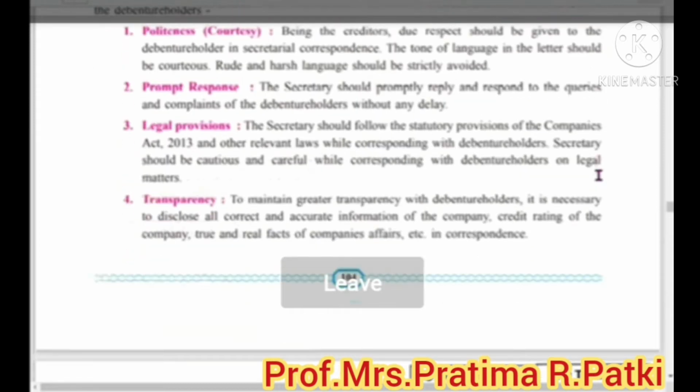Lastly, there should be transparency. To maintain greater transparency with debenture holders, it is always necessary to disclose all the correct and accurate facts about the company: where the company stands, how much profit the company has, how much debt the company has. All the company affairs need to be properly disclosed to the debenture holders.